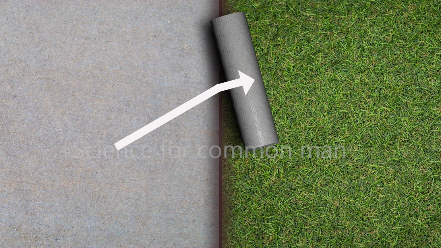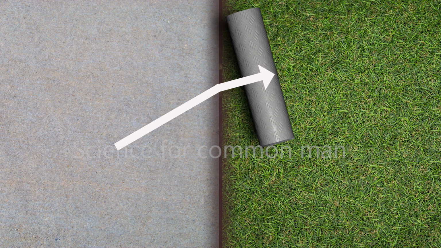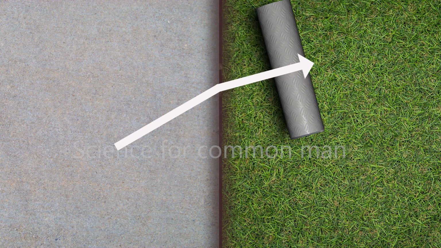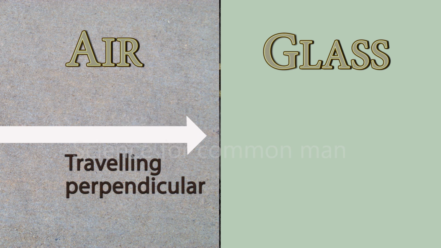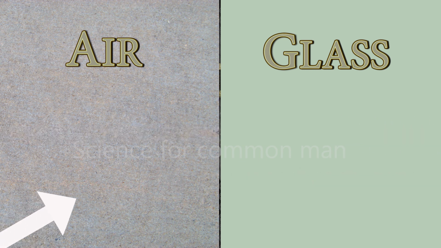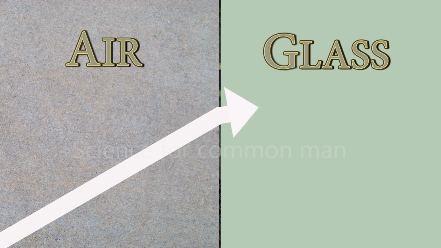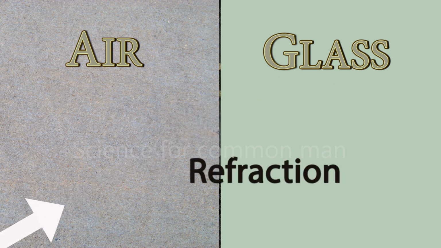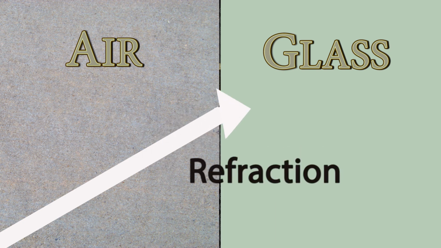This is what happens when white light travels from one medium to the other medium. If it is traveling perpendicular to the interface, nothing happens to the direction, but its speed reduces and it continues traveling straight. But if it travels towards the interface at an angle, at the interface the direction changes and it goes in another direction in the second medium. This particular phenomenon is called refraction.